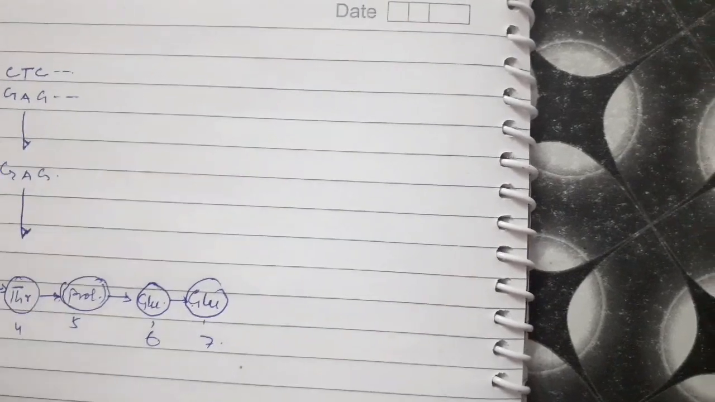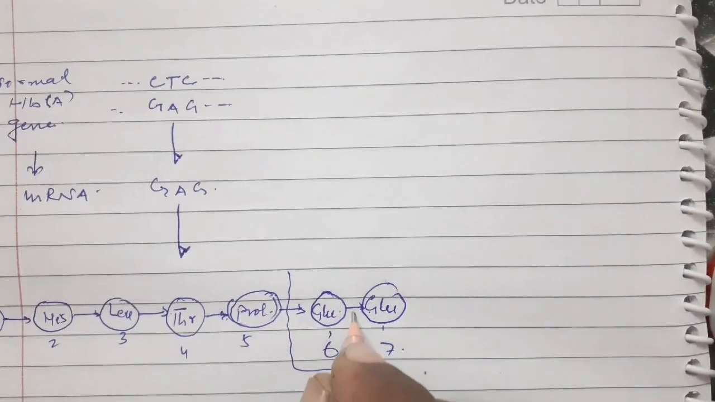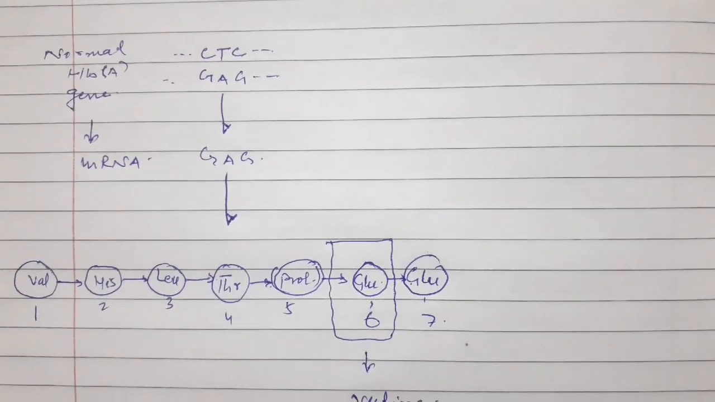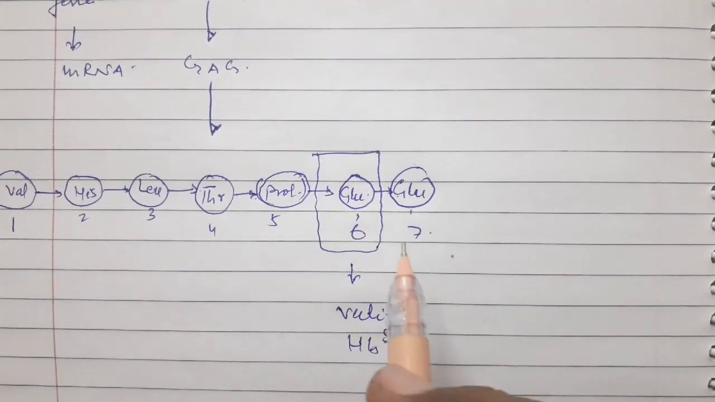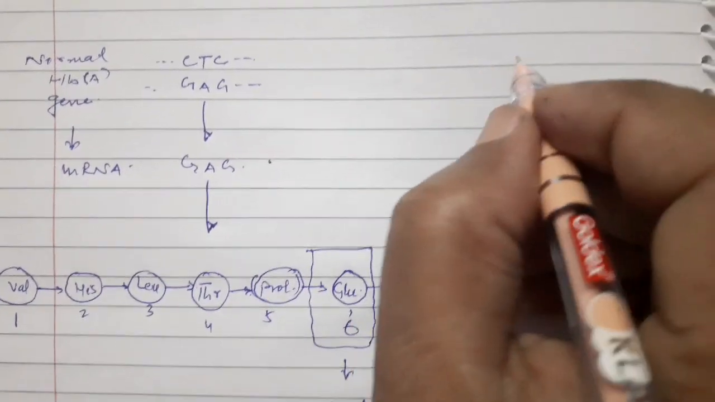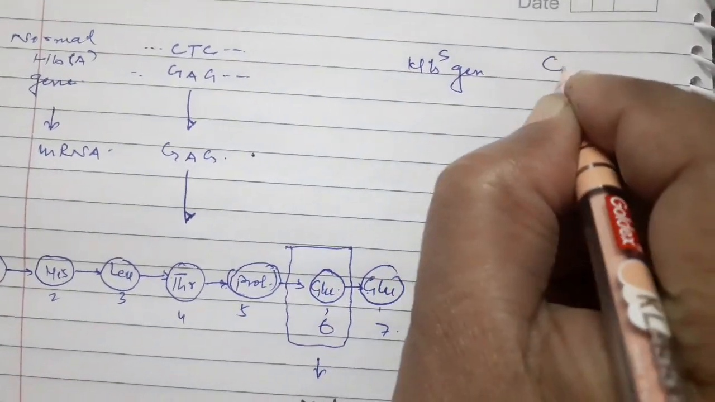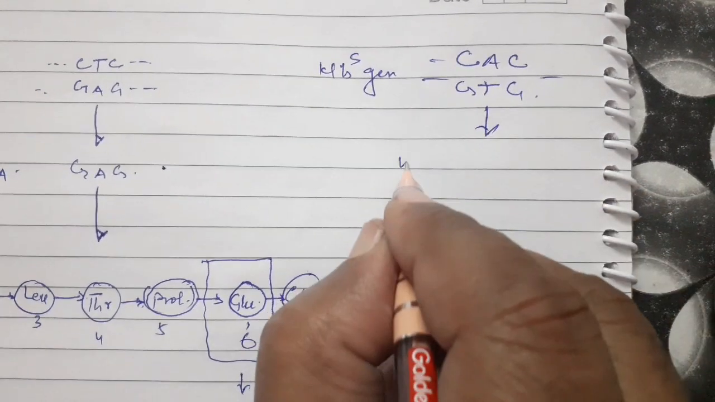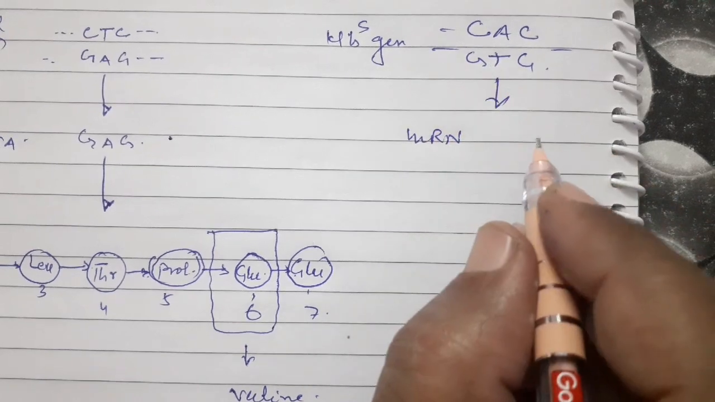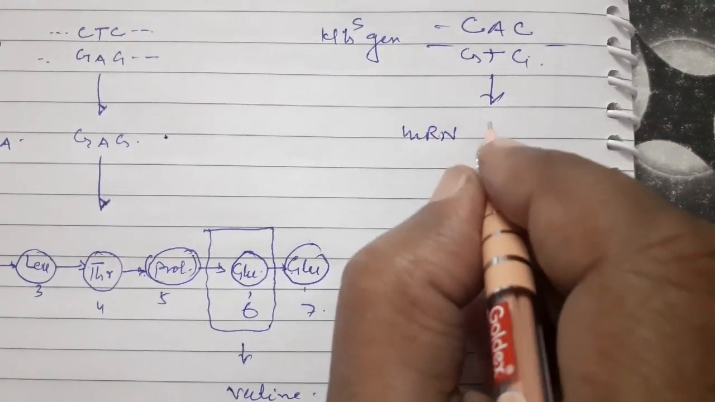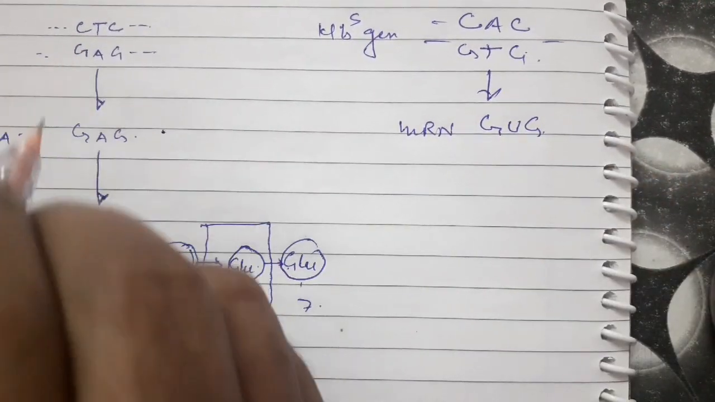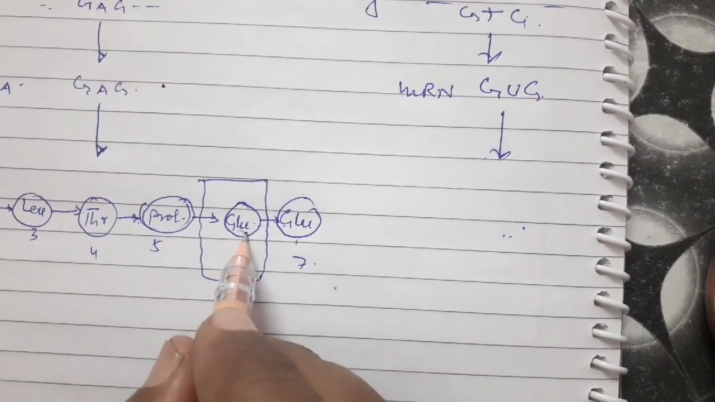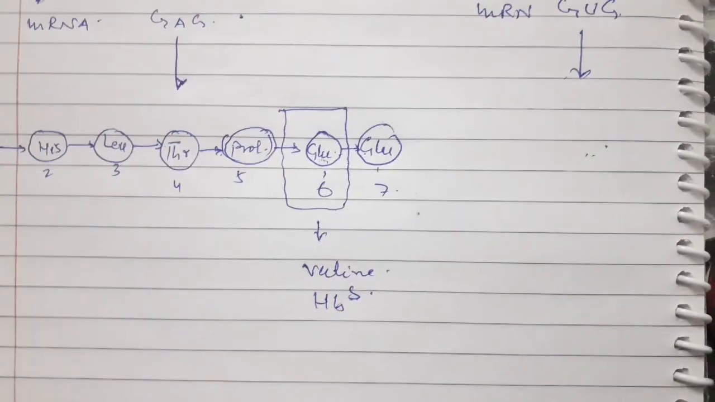So this is the normal gene. At this sixth position, instead of glutamic acid, here is valine in HbS. This is the HbS gene, CACGTG, and then here is the mRNA, GTG, here is GUG. At this position the same chain is here, only in place of glutamic acid there is a valine.